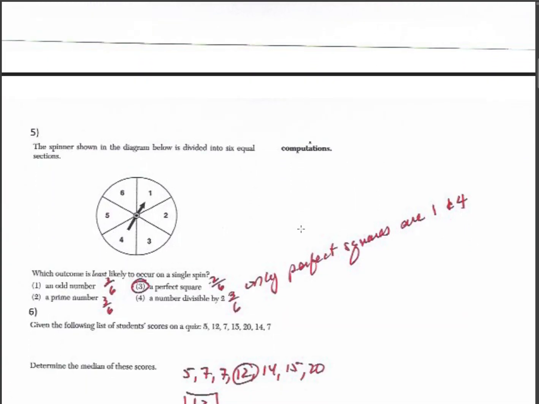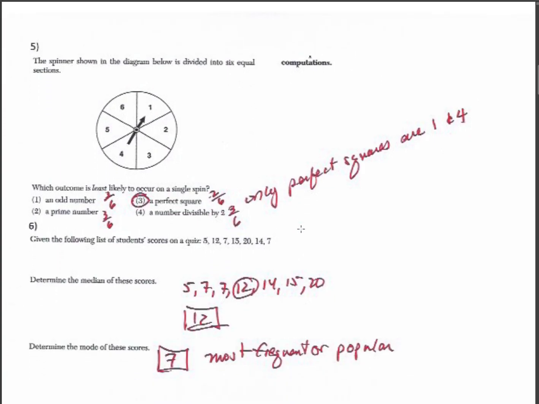Okay, next up, number 5. The spinner in the diagram is divided into 6 equal sections. What probability is the least likely outcome? Well, there are 3 odds out of 6. And remember, the probability of anything happening is the number of ways to do the event E over the total number of possibilities. In this case, there are 6 total possibilities and 3 odds. So it's 3 out of 6.